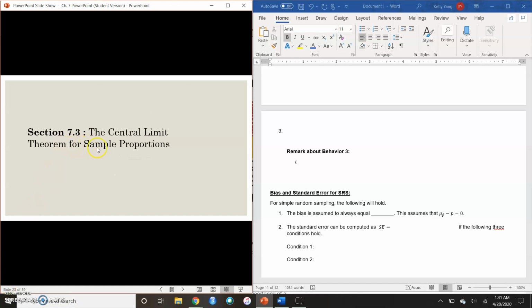In the next section here, we'll talk about the central limit theorem for sample proportions. This is going to be a very quick section, but a very hard section. So I'm going to go through one really big example with all of you, and then we'll cover more examples if needed in the WebEx lecture on Friday.